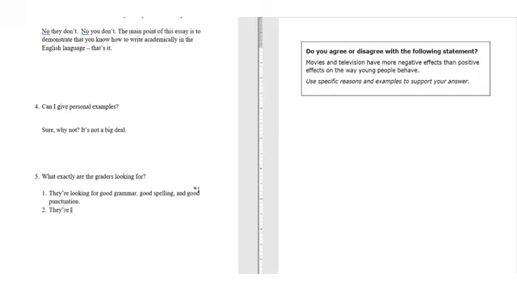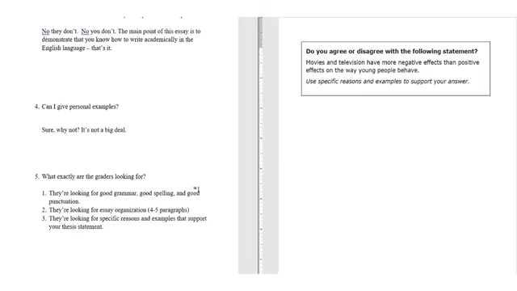Number 2, they're looking for essay organization, which, again, let's simplify this. This means 4 to 5 paragraphs. You have an introduction, you have 2 or 3 body paragraphs, you have a conclusion. Number 3, they're looking for specific reasons and examples that support your thesis statement.